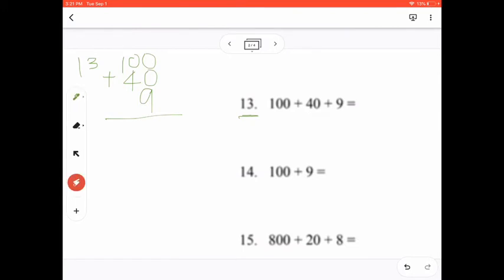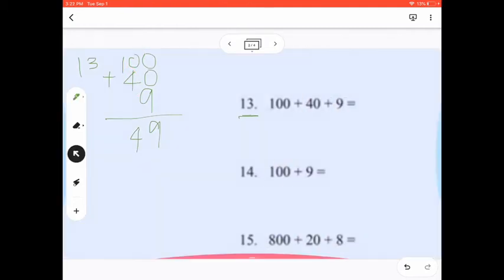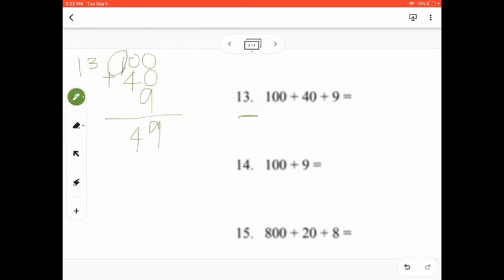You first need to go with the ones place, which is right here. 0 plus 9 is 9. Then you go over to the tens place. 0 plus 4 is 4. Then you go over to the hundreds place. 1 plus 0 plus 0 is 1. So your answer would be 149.